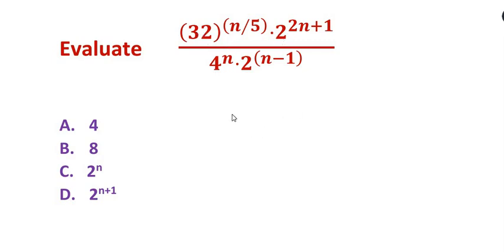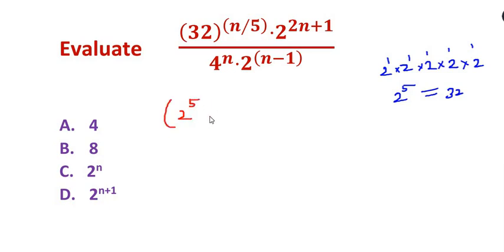So 32 can be written as 2 times 2 times 2 times 2 times 2. That gives you 32. So that means 2 has to be multiplied 5 times. So 2 to the power of 5 gives us 32. So in place of 32 I am going to write 2 to the power of 5 raised to the power of n over 5 times 2 to the power of 2n plus 1.